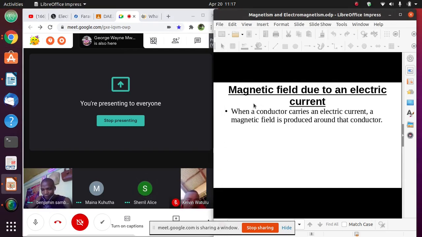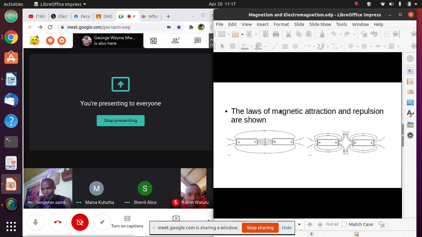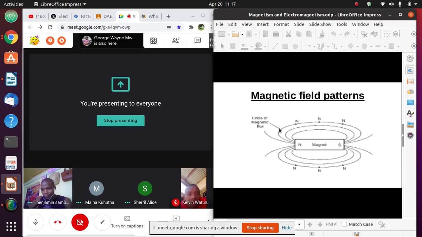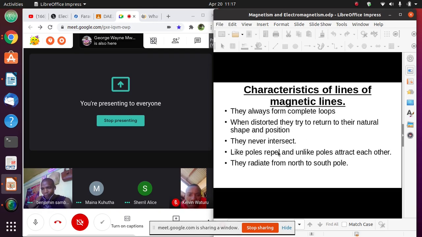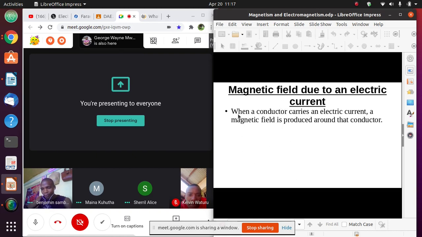Okay. Now, the fields that we have seen there, the fields we have been discussing here, are due to a bar magnet. But now we can have a magnetic field due to an electric current.